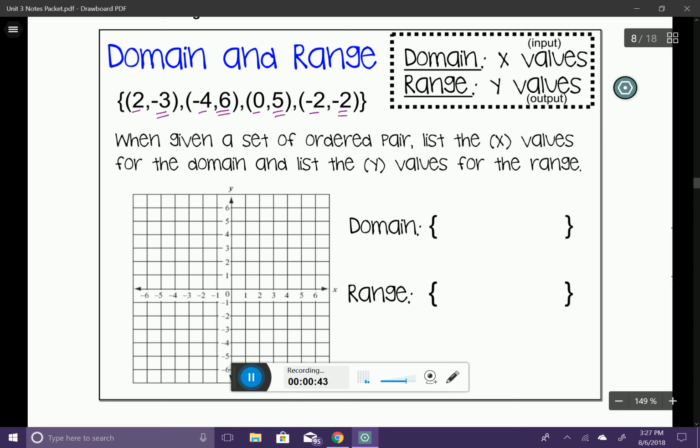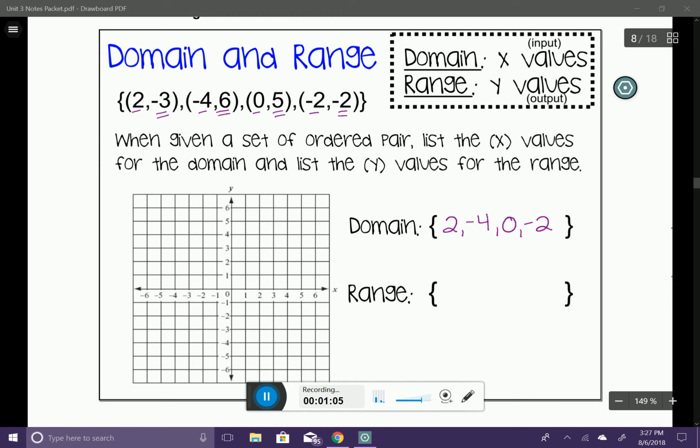Now, when given a set of ordered pairs, we want to list the X values for the domain and the Y values for the range. If we were to put this in set notation, it's just going to look like this. I'm going to go ahead and write the domain as 2, -4, 0, and -2. You can absolutely put these in numerical order if you wish. And then for the range values, I would do the same thing: -3, 6, 5, and -2.